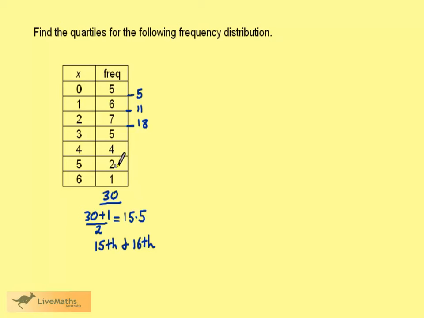Both the 15th and 16th pieces of data, therefore, must be twos. So the median is going to be 2 plus 2 divided by 2, which is 2. Clearly here, if they're both 2s, you don't really need to do the calculation.